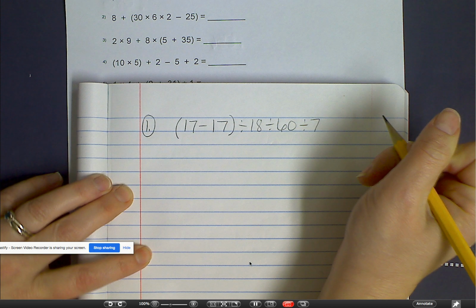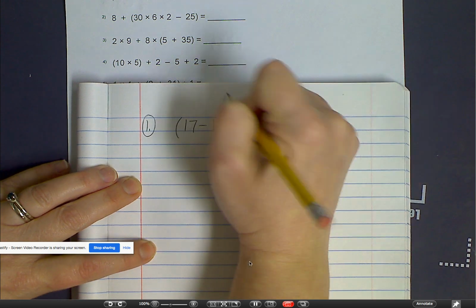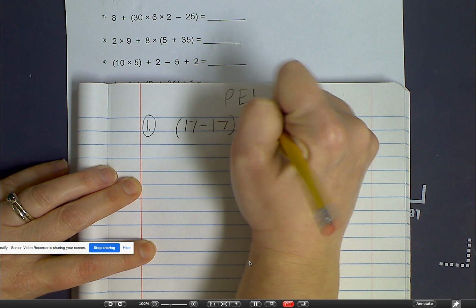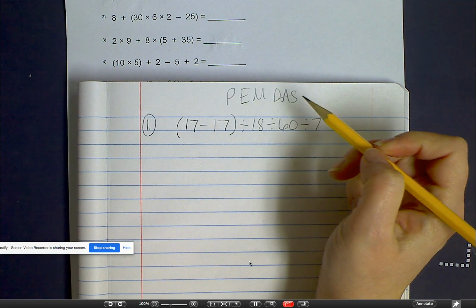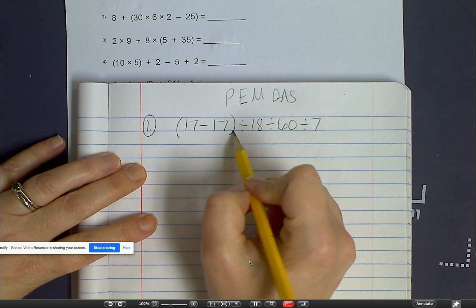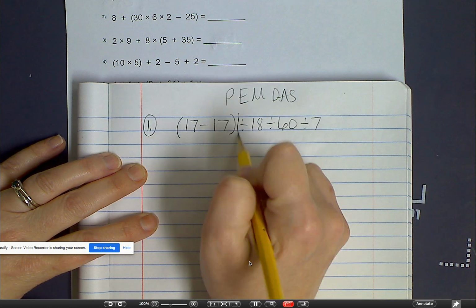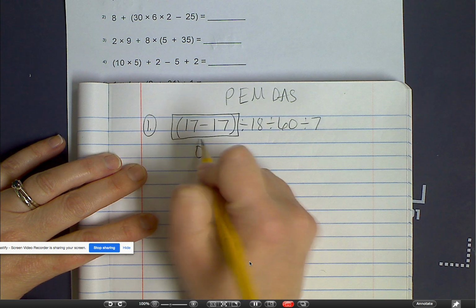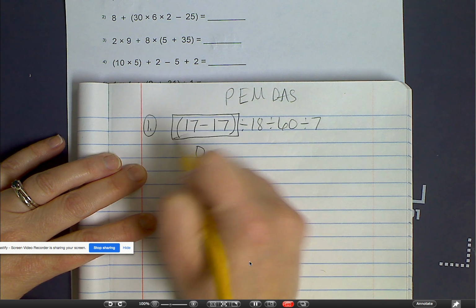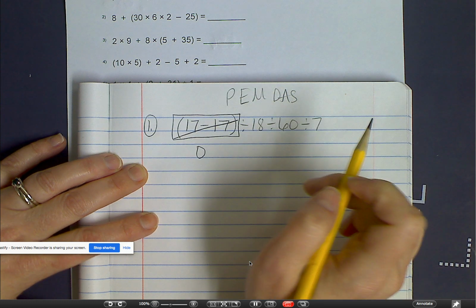7. Okay, so the way to do this is you're going to write your PEMDAS or GEMDAS. It doesn't matter which one you use. Are there any parentheses? Yes, so you're going to do what's in parentheses first. I always put a square around what I'm going to do, and then I do 0 because 17 minus 17 is 0. And then I just mark it off, so I know that I'm finished with that.